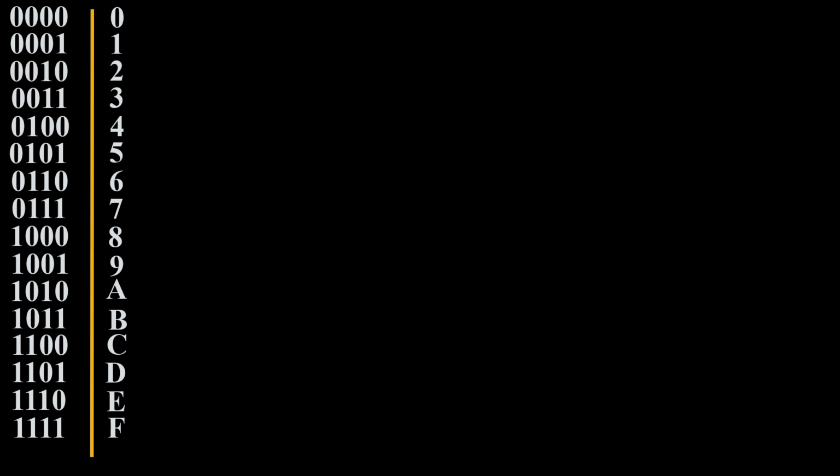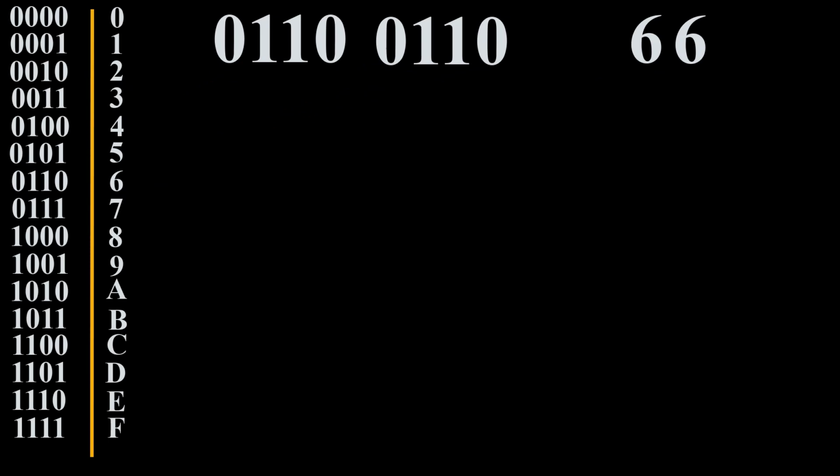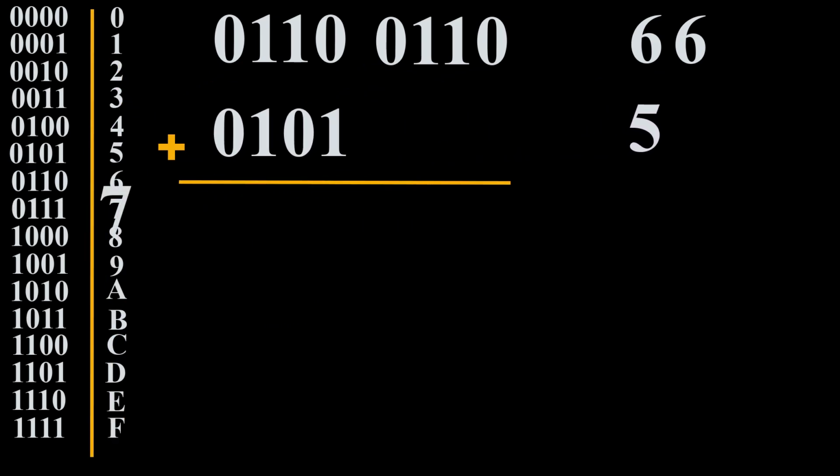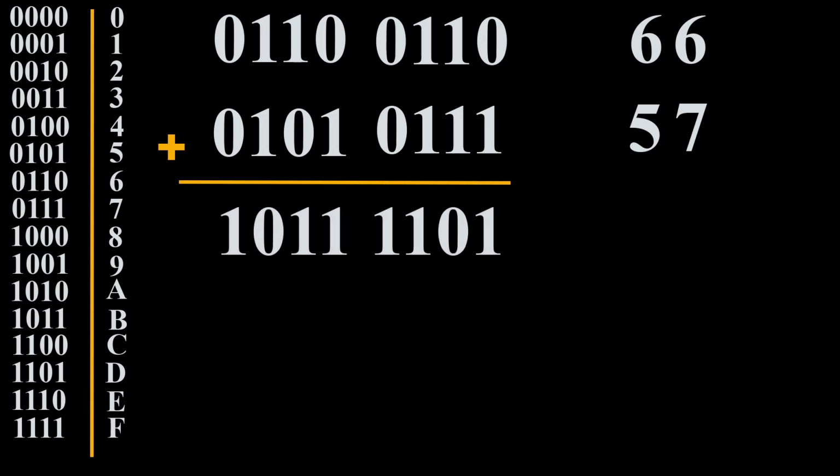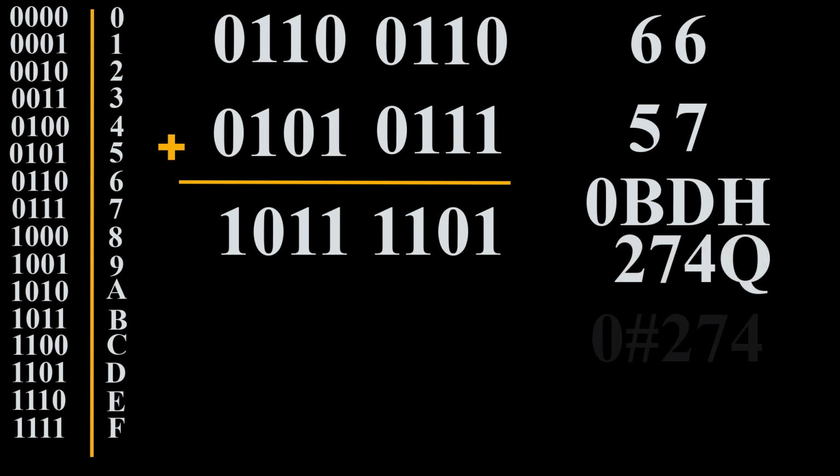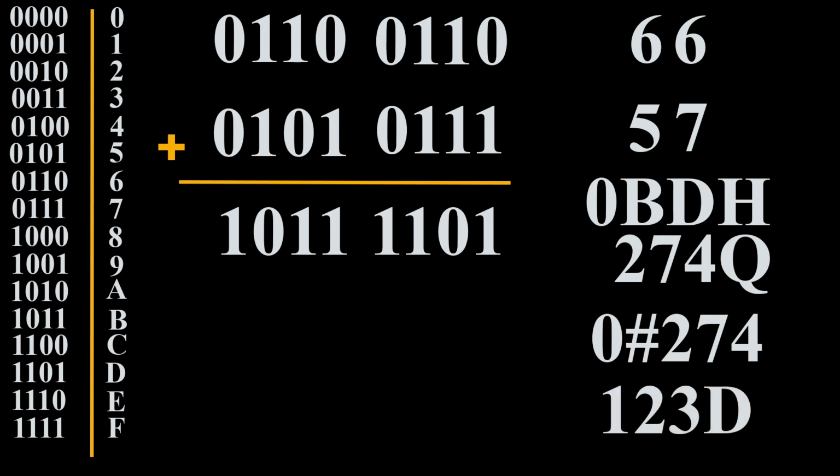If the addition were this, 0110, 0110, which is 66 in hex, plus 0101, 0111, 57 in hex. That addition is going to give us 1011, 1101, which is BD in hexadecimal, or 274 in octal if we think that way. But in decimal, 66 plus 57 is 123.